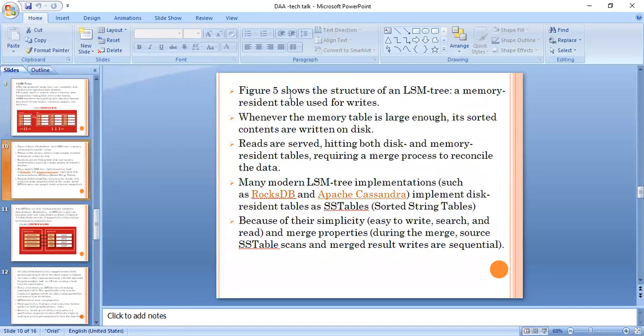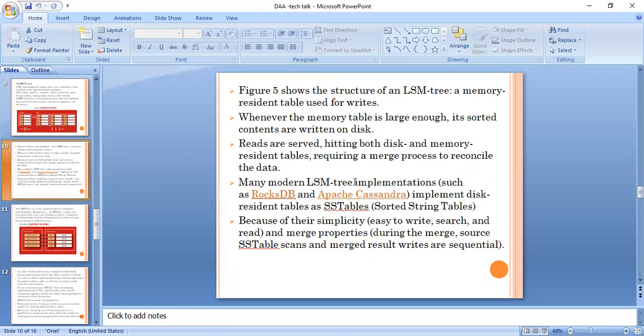Figure 5 shows the structure of an LSM tree: a memory-resident table used for writes. Whenever the memory table is large enough, its contents are written on disk. Reads are served by hitting both disk and memory-resident tables, requiring a merge process to reconcile the data.